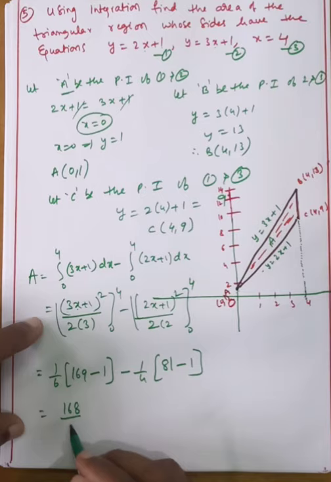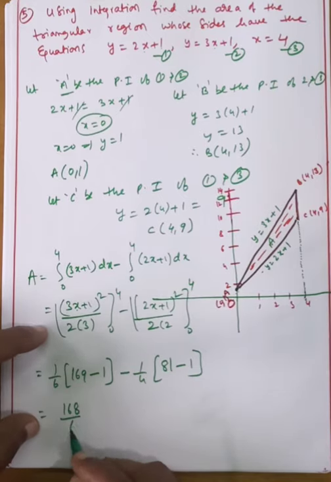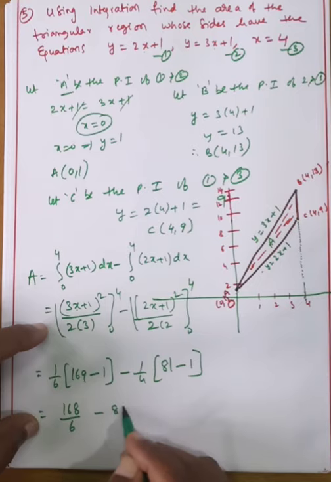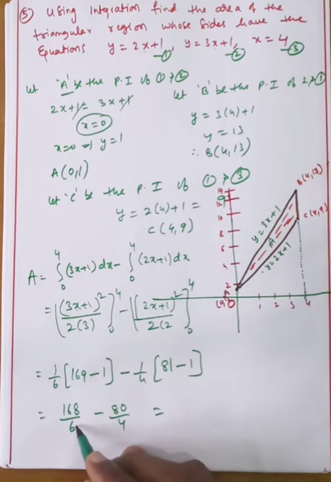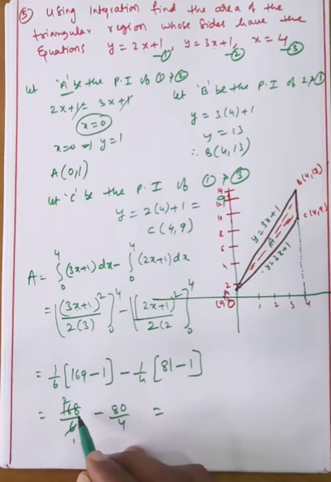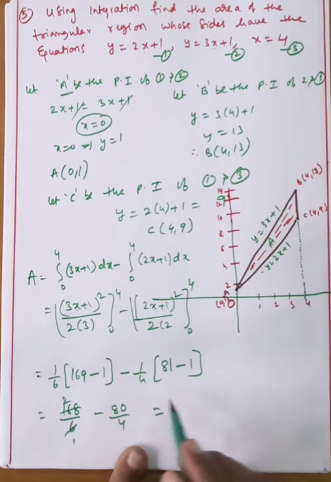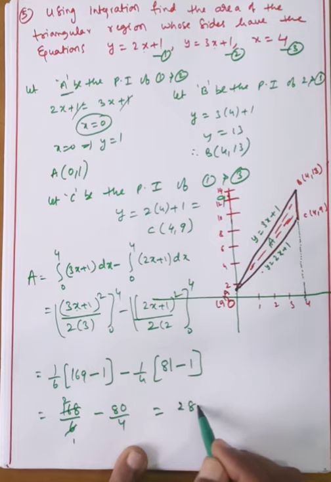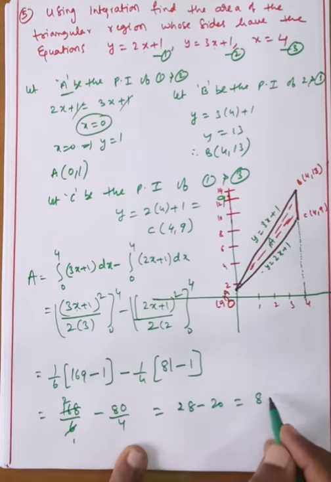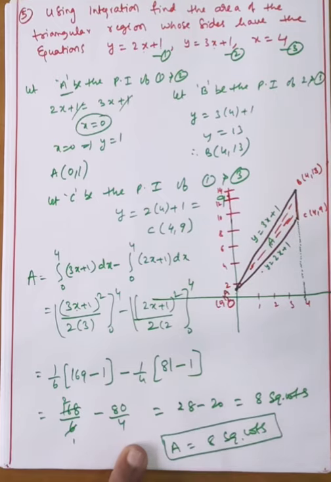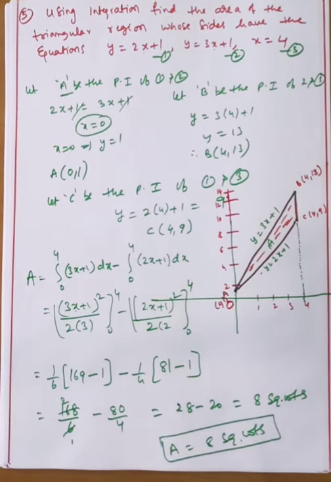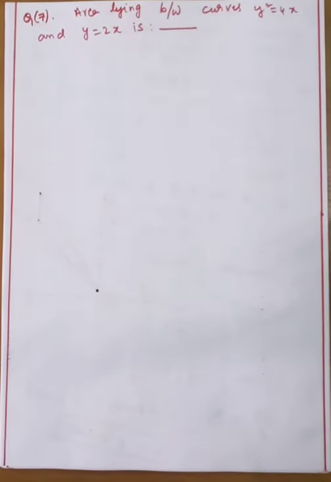168 by 6 minus 80 by 4. Okay, my dear students, what happened to this one? 168 by 6 equals 28, minus 20, that equals 8 square units. Now the area is equal to 8 square units, my dear students. I hope that you understood or not. Yes. Okay, my dear students, we are going to the next question.